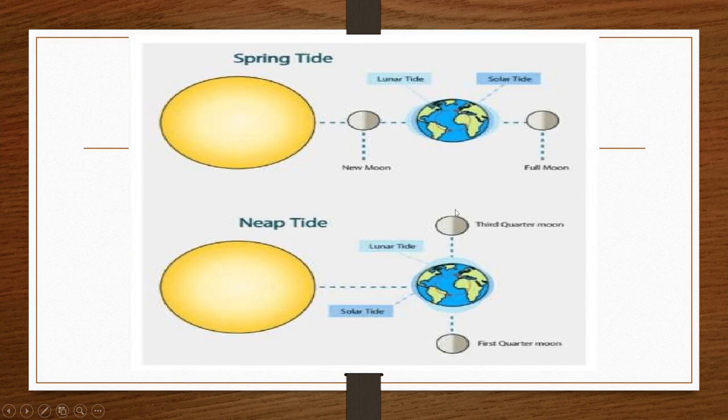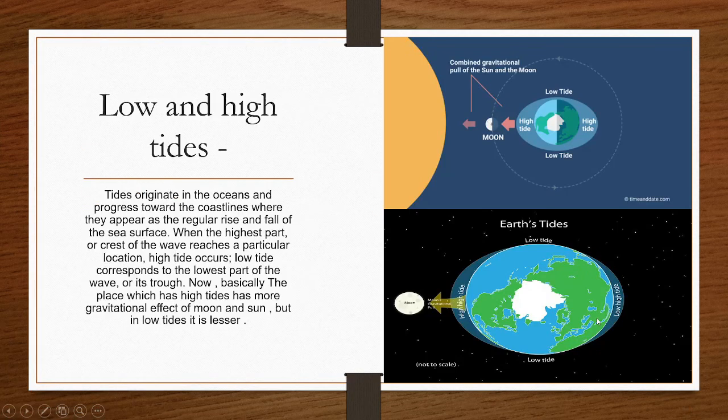As I said, low tides mostly happen frequently near the poles. These are called neap tides, and they happen during the third quarter and the first quarter of the moon. You can also see it over here more clearly.